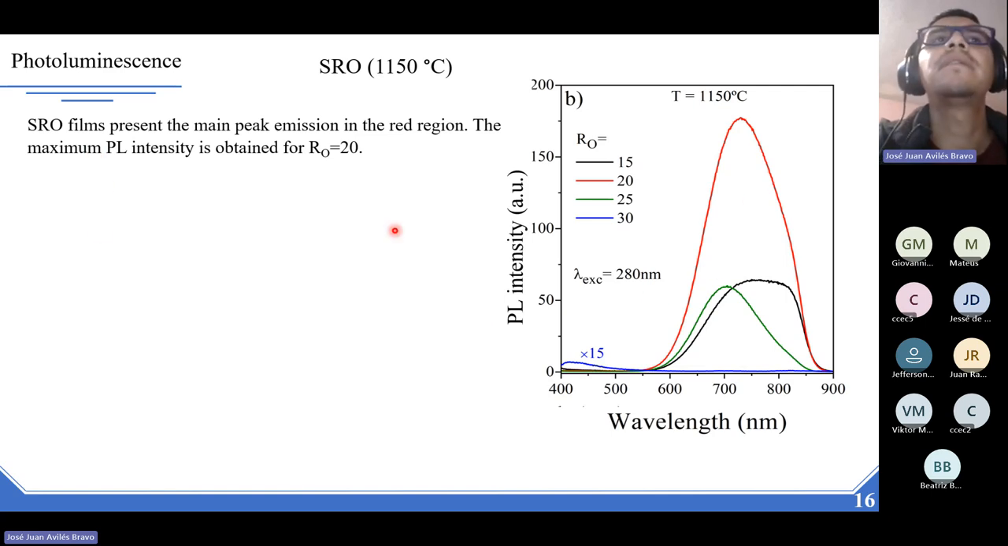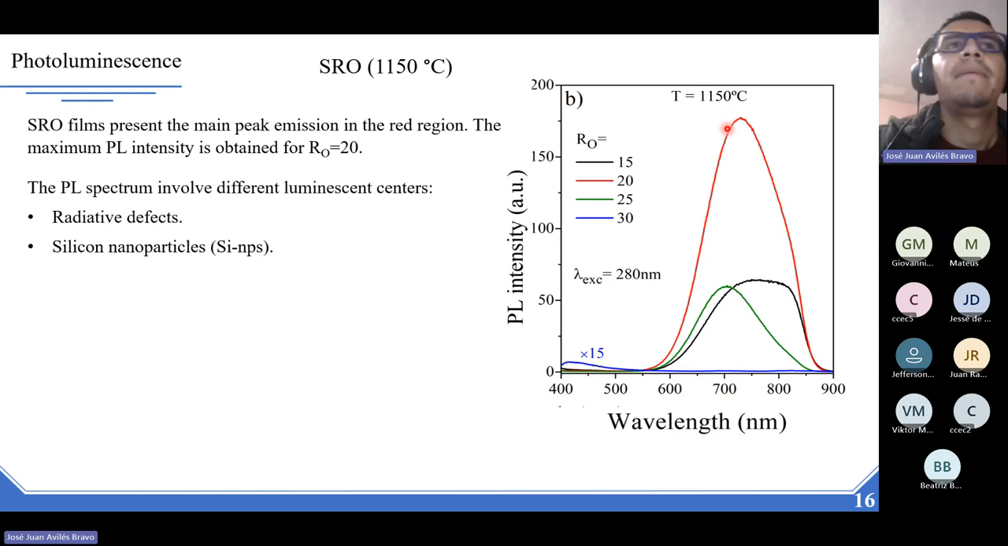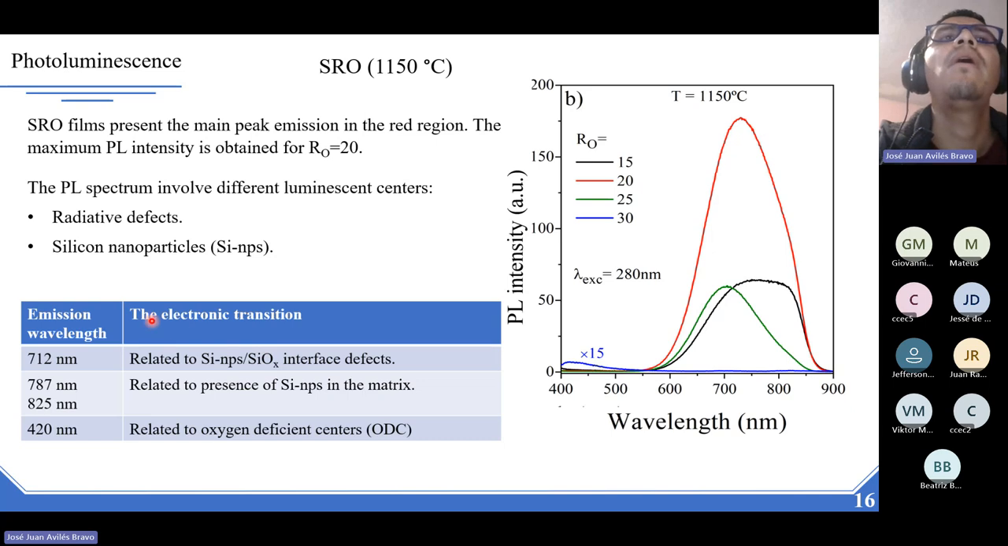the photoluminescence spectra present the main peak emission in the red region. The maximum photoluminescent intensity is obtained for the flow rate equal to 20. The photoluminescent spectrum involves different luminescent centers, principally related defects and silicon nanoparticles. And this photoluminescent spectrum exhibits all these electron transitions.